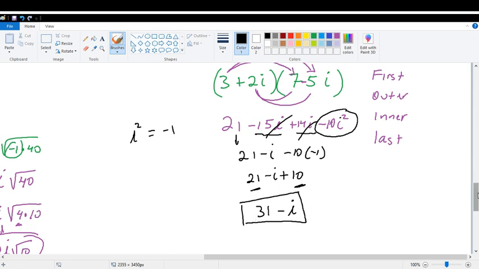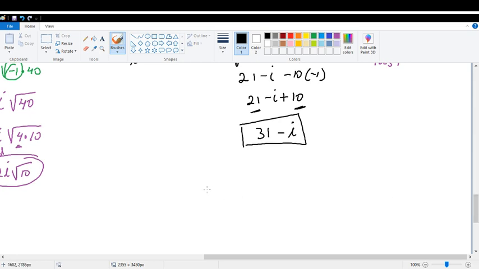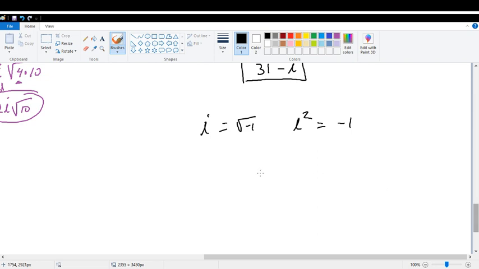There's a lot that we covered in this lesson. Just keep in mind that i is equal to the root of negative 1, and i squared is equal to negative 1. And the complex form of these numbers is a plus bi, where a and b are real numbers, and the i is your imaginary number. All right?